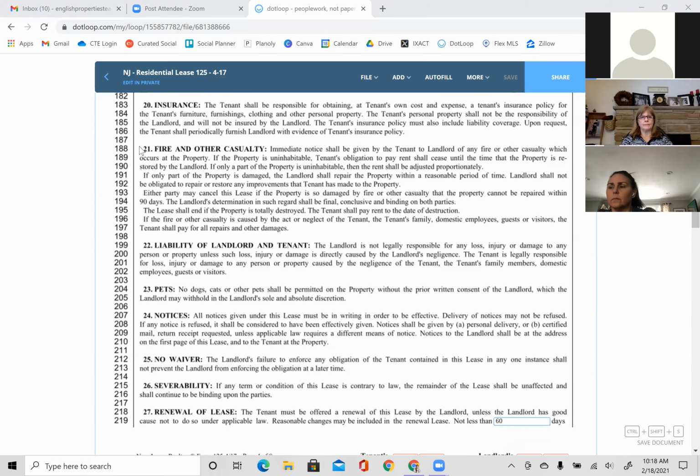For inspections, the tenant should be getting their own tenant's insurance. That protects their belongings and their property themselves. Now, the landlord should have homeowner's insurance, right? But that's not going to protect anything for the tenant. That's just protecting the landlord's property.